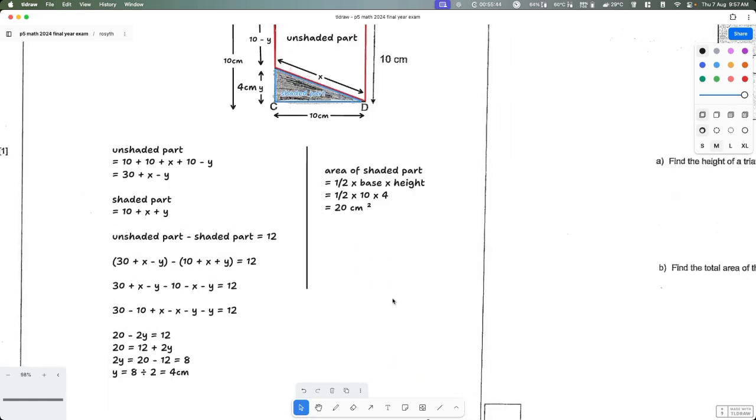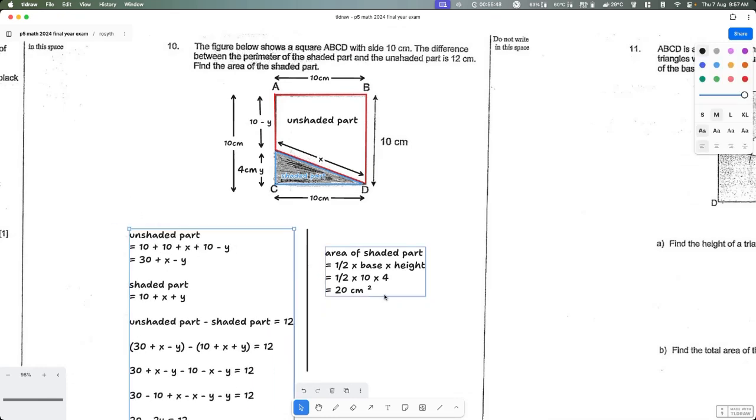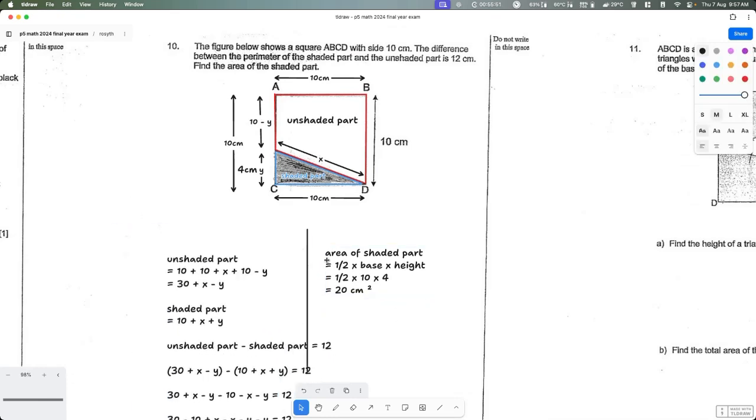So this is a tougher one, but still manageable, I believe. Okay, let's move on to the next question.